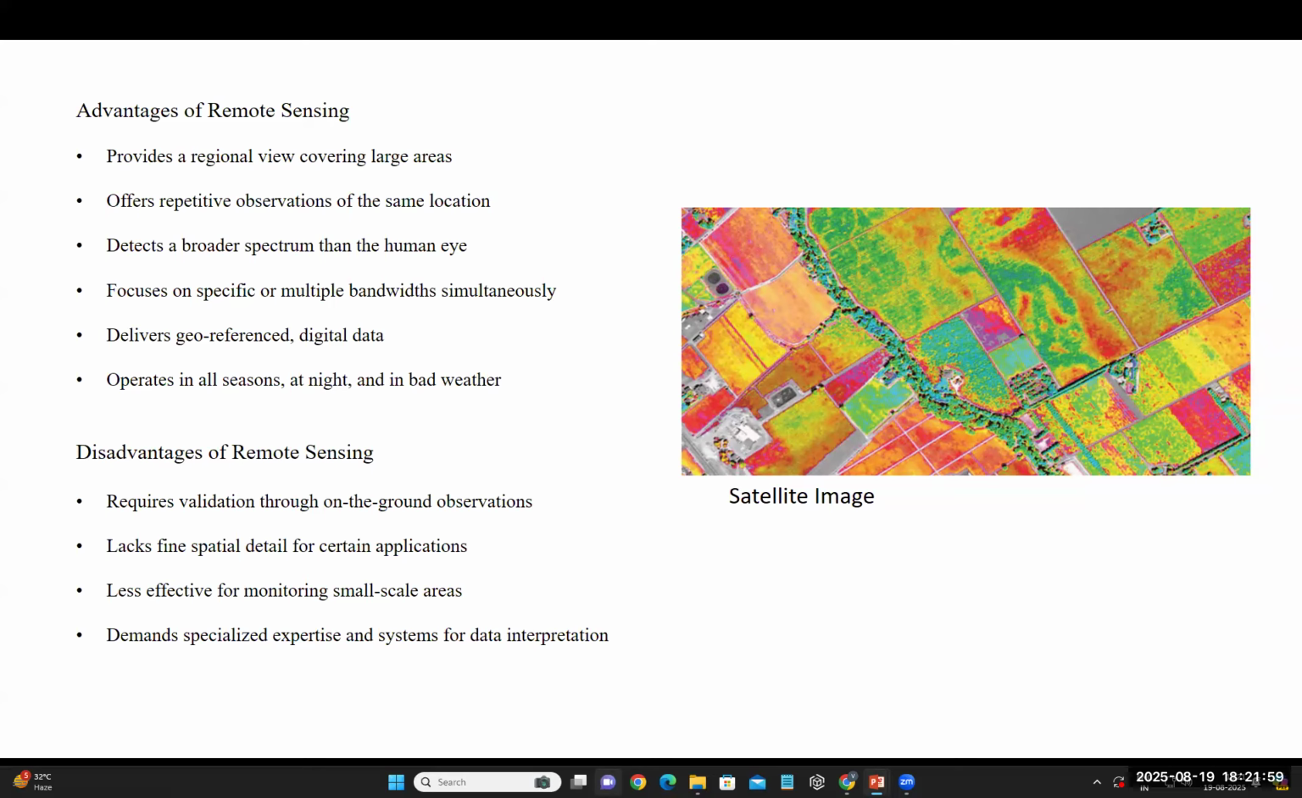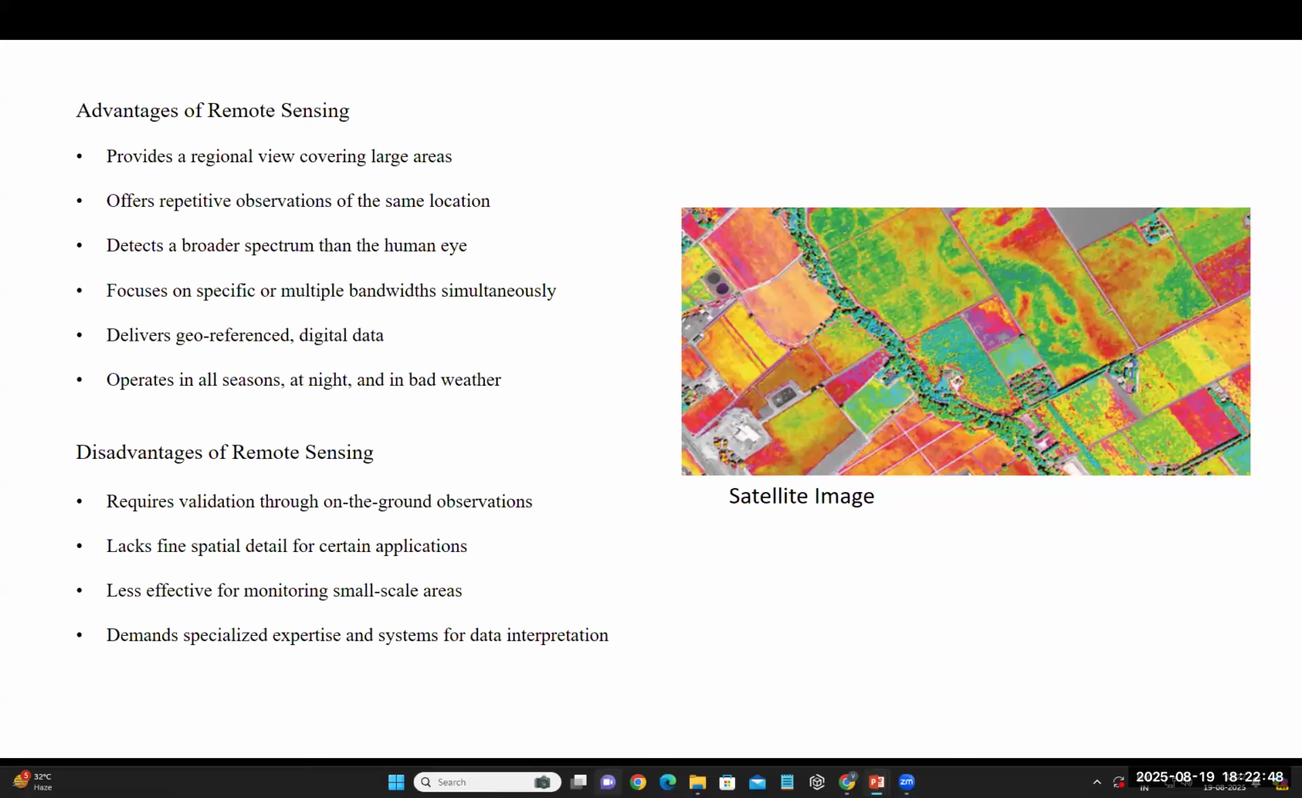And if we buy images with very little cloud cover, then those images are very costly, so we will not be able to buy them. This is the major disadvantage, or drawback, of remote sensing. Now I will read about the disadvantages. It requires validation through on-ground observation, lacks fine spatial detail for certain applications, is less effective for monitoring small-scale areas, and demands specialized expertise and systems for data interpretation. Less effective for monitoring means it can monitor small areas, but we need a high-resolution, high-pixel image, and that is again very costly, which can't be afforded by our government.